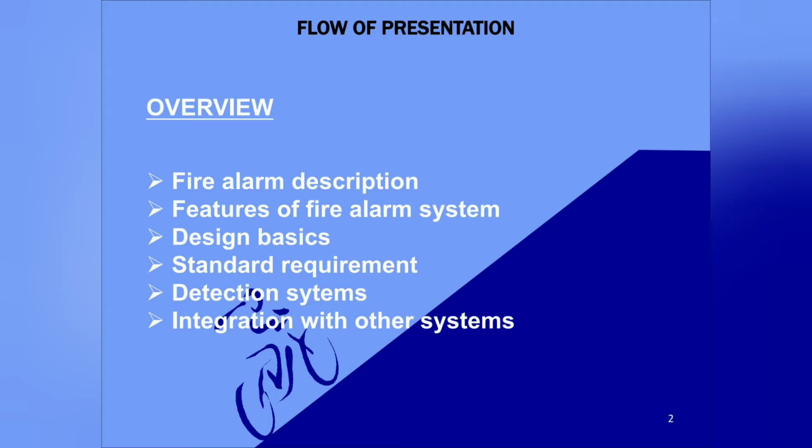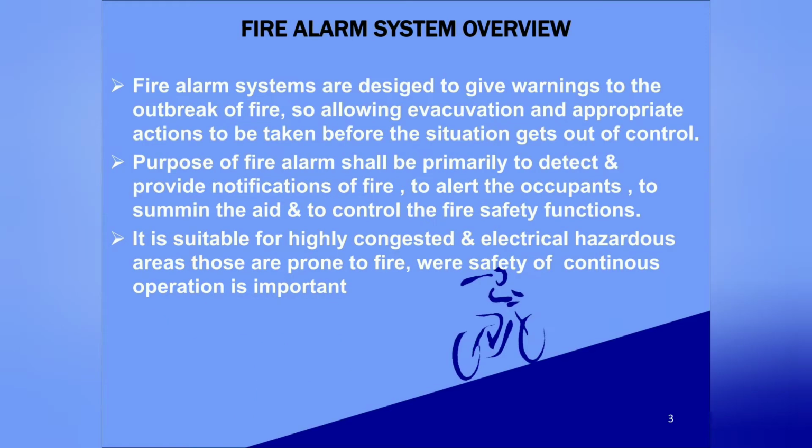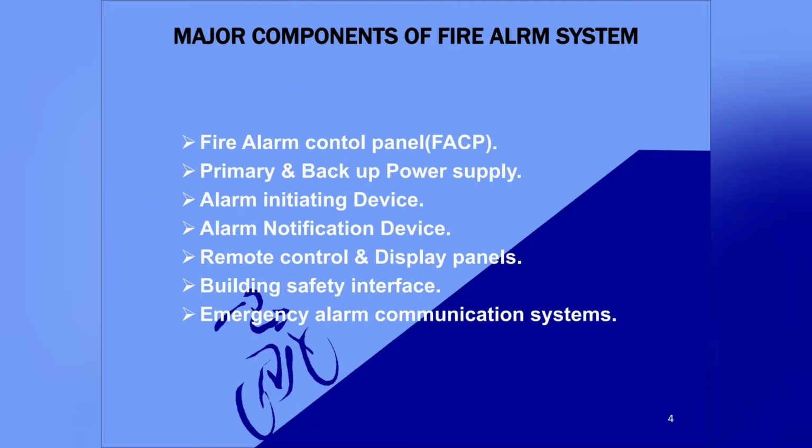And before going to the video, let's see what a fire alarm system is. Fire alarm systems are designed to give warnings of the outbreak of fire, allowing evacuation and appropriate actions to be taken before the situation gets out of control. The purpose of a fire alarm system shall primarily be to detect and provide notification of fire to alert the occupants in a building. It is suitable for highly congested and electrically hazardous areas that are prone to fire, where safety of operation is important. The major components of a fire alarm system include the fire alarm control panel, primary and backup power supply, alarm initiating devices, alarm notification devices, remote control and display panels, building safety interfaces, and emergency alarm communication systems.